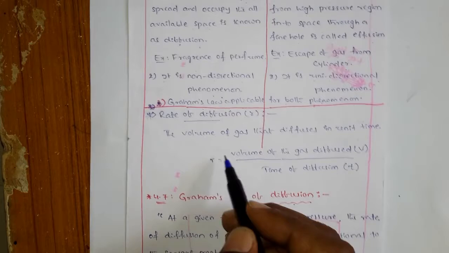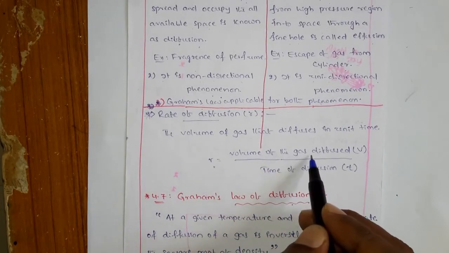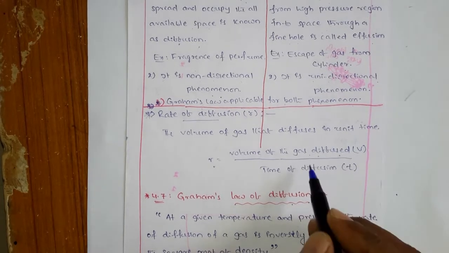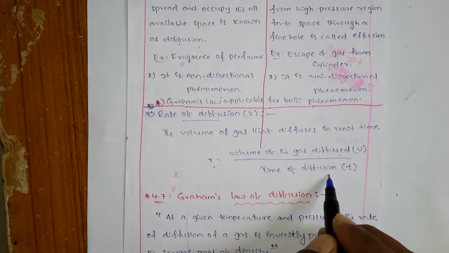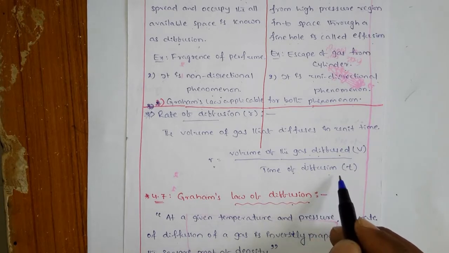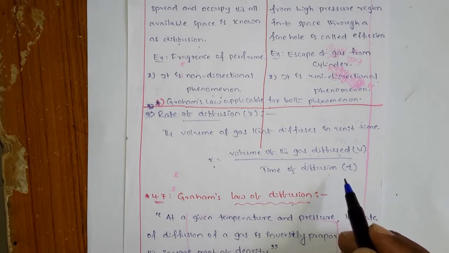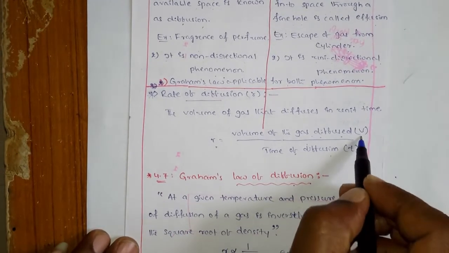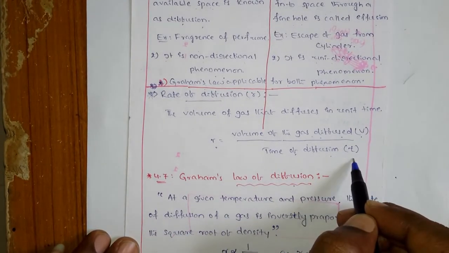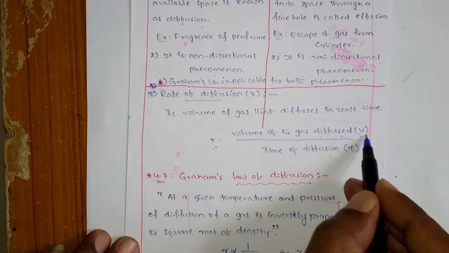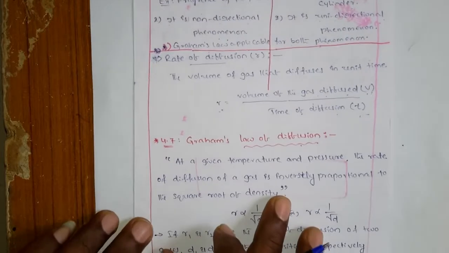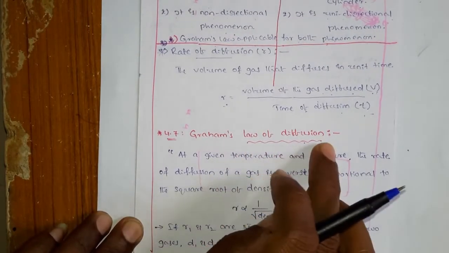Okay, so what is that rate? The rate is equal to the volume of the gas diffused, divided by the time of diffusion. The volume we call V and the time we call T. So R is equal to V by T. Now we can enter into Graham's law of diffusion.